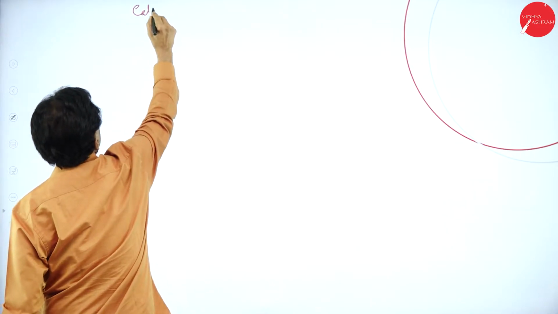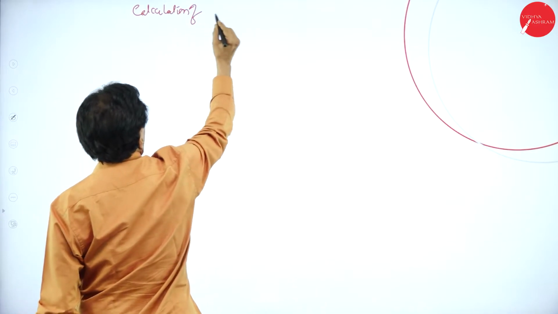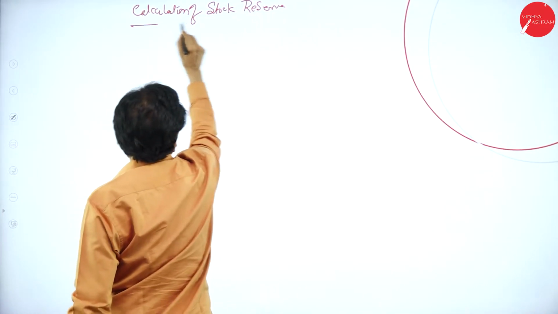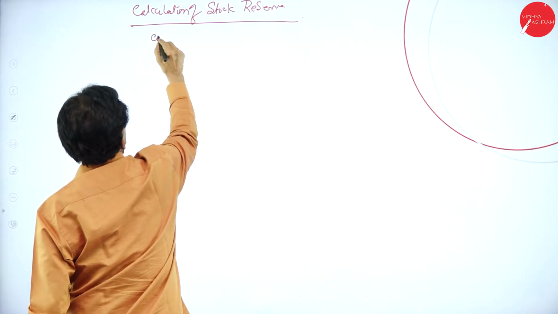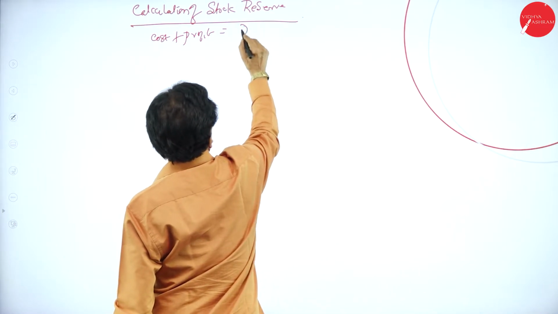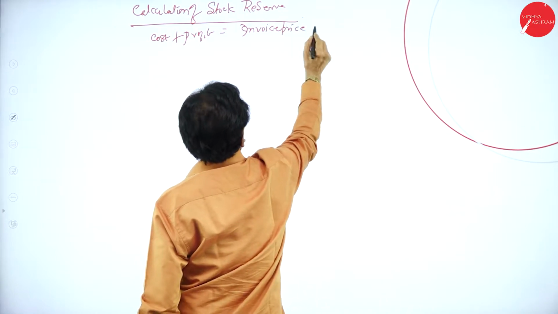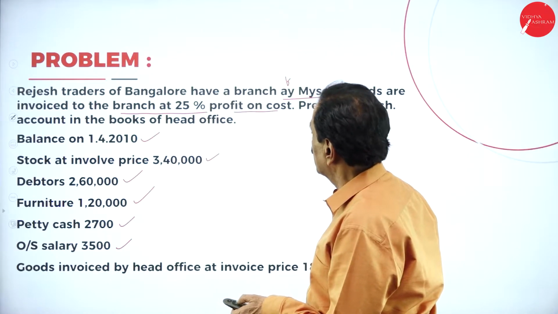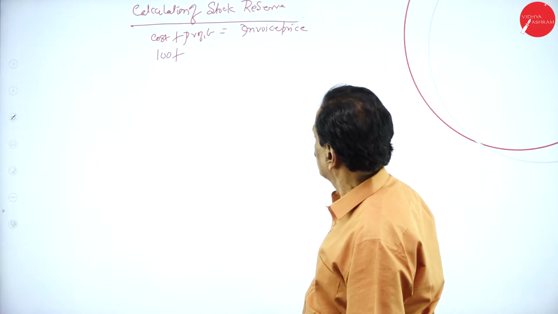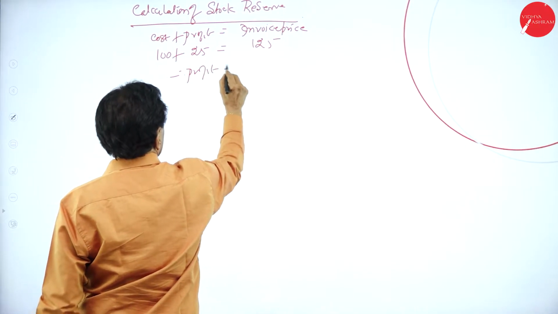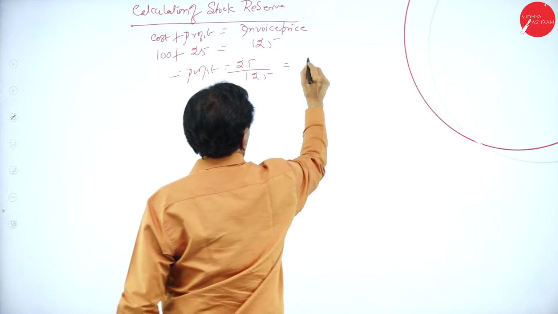Now you have to calculate the stock reserve. Calculation: cost plus profit is equal to invoice price. Cost is 100. See the profit percentage here: your profit is 25%, so the invoice price is 125. Therefore, profit is 25 by 125, nothing but 1/5.